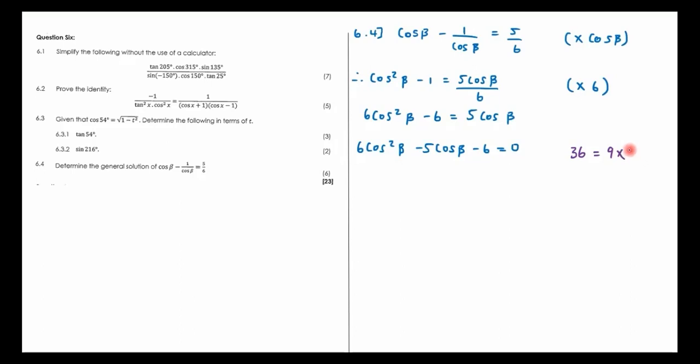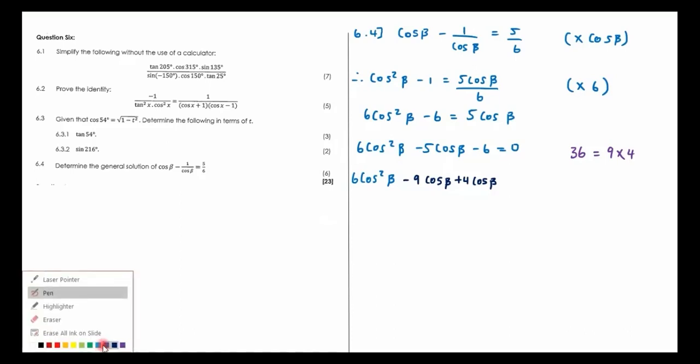So all I have to do now from here is to write this minus 5 cos beta using these numbers here. So basically now this will then be 6 cos squared beta, and then from here this is going to be minus 9 cos beta plus 4 cos beta. See here, I wrote the minus 5 using those factors, and then I said minus 6 equals to 0.